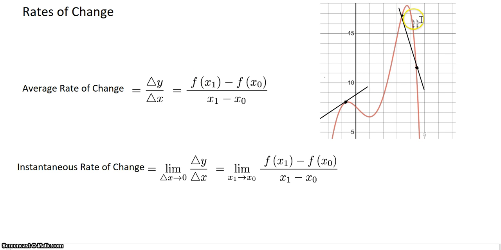Another word for this is the slope. See, here we found the slope between these two points, but with the instantaneous rate of change, we're finding the slope of a tangent line at a specific point.